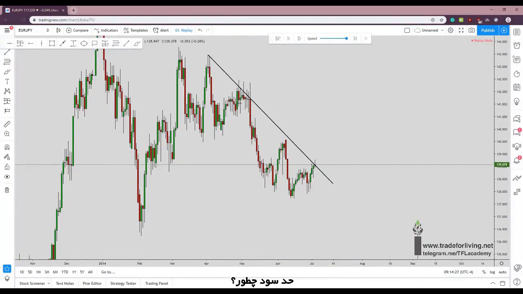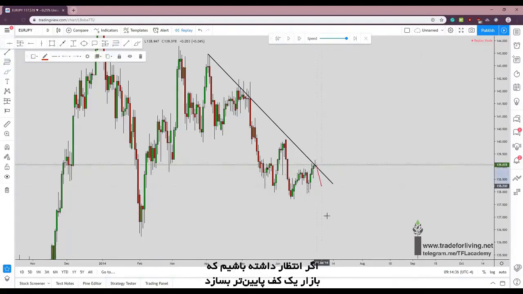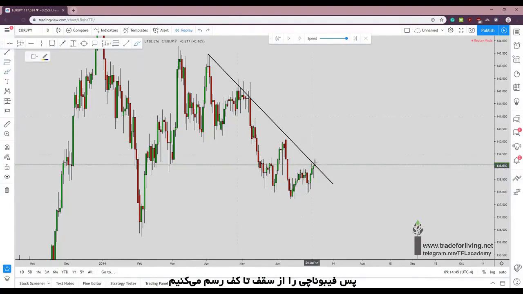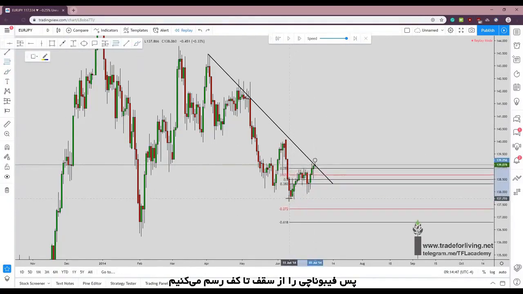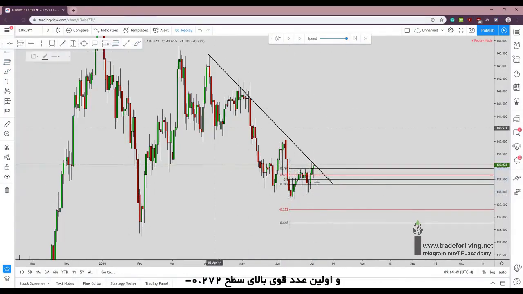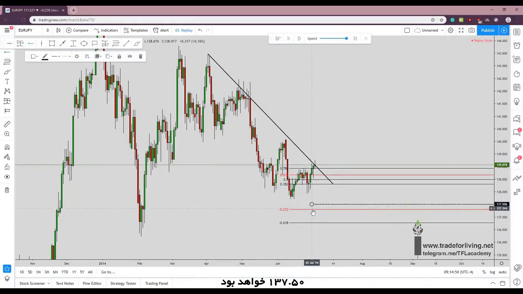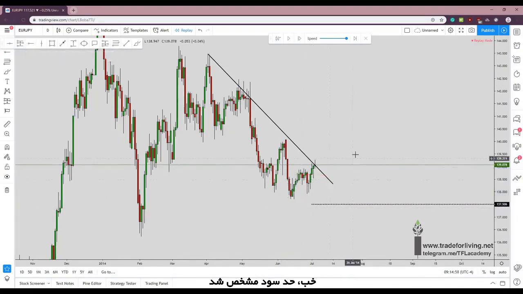What about take profit? Take profit is just in the exact same way as the weekly example we have just made. If we are expecting the market to create a lower low, our take profit will be at the first strong number above the minus 27 of this previous leg. So let's take our Fibonacci from the high to the low, and the first strong number above the minus 27 will be 137.50, because here we have 30, the first strong number above is 50. So we have our take profit.